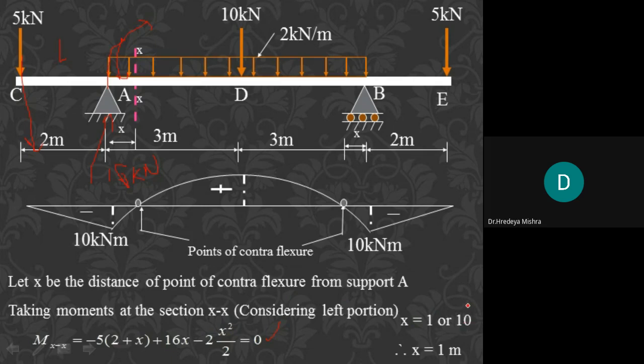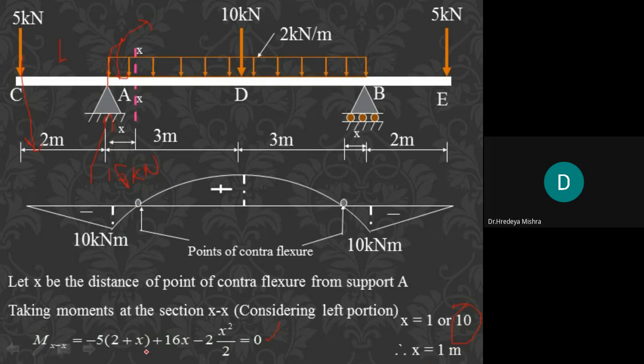So 10 is not possible, because the length between A and D is 3. So the value must be less than 3. So 10 is more than 3. So 10 is not possible. So we consider 1. So 1 is the position where we get the contraflexure point.